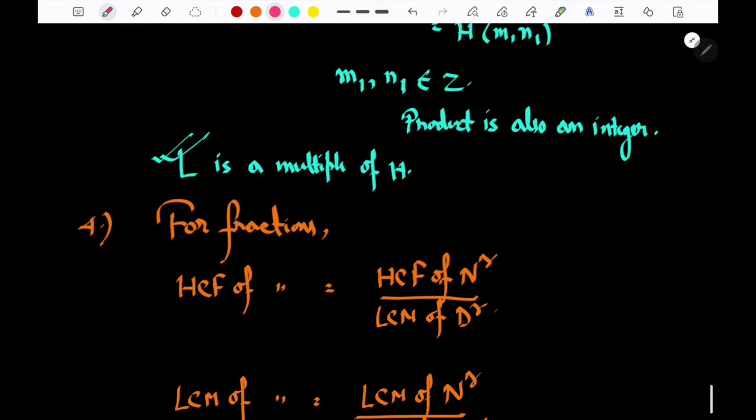Next property, property number 5. So what does the 5th property say?